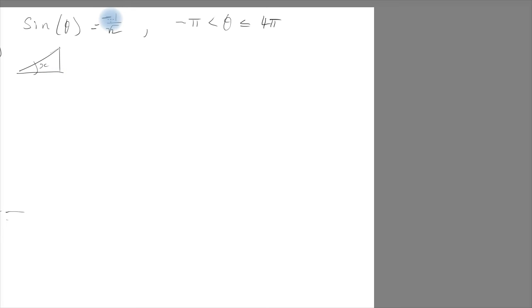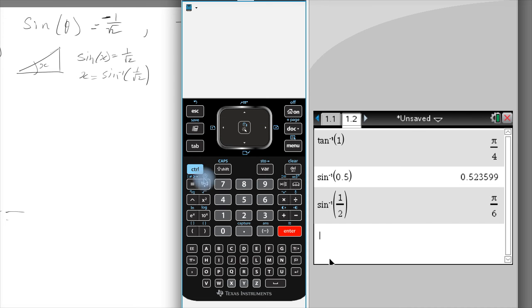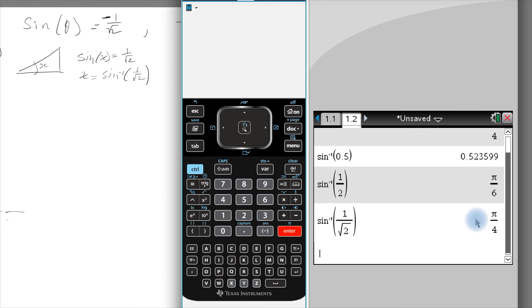So what I want to do is find x for sine of x equals positive 1 on root 2. So x is inverse sine of 1 on root 2. So let's find that. Inverse sine, do it in fraction form, 1 on root 2. There we go. It's pi on 4 is the answer.